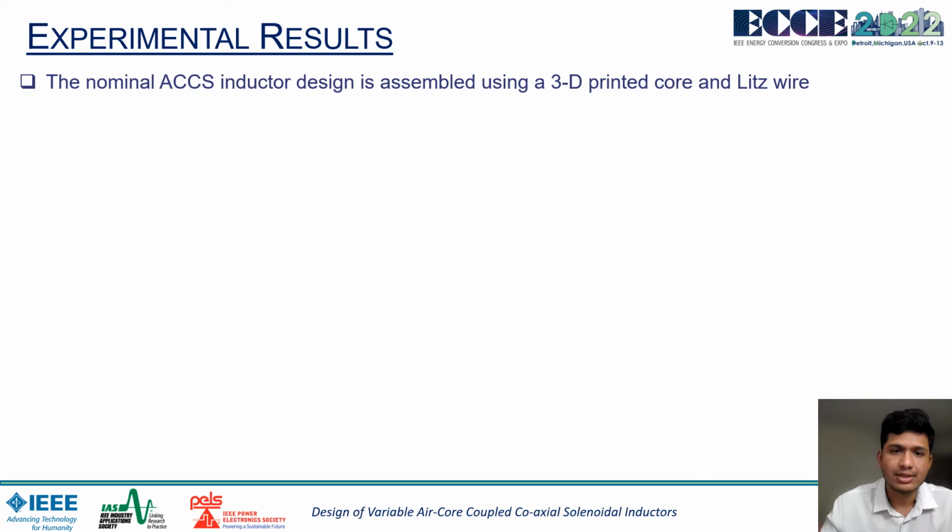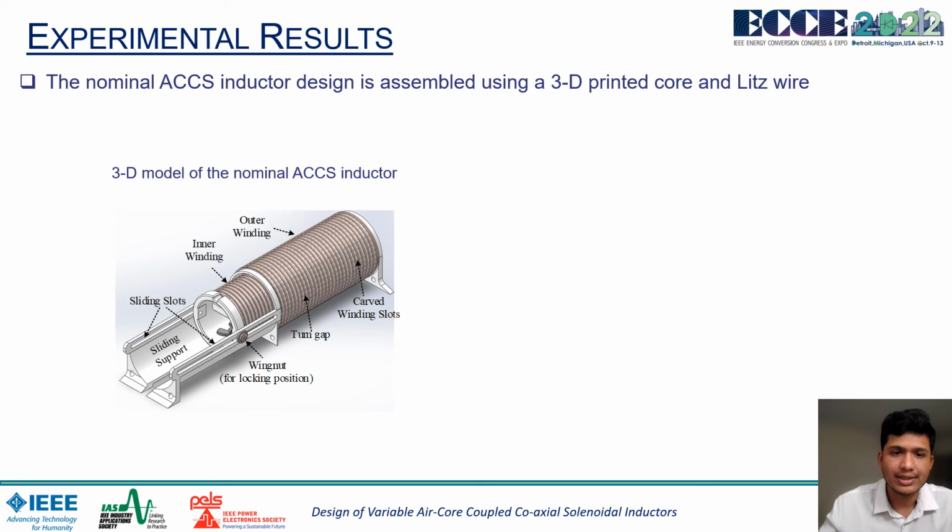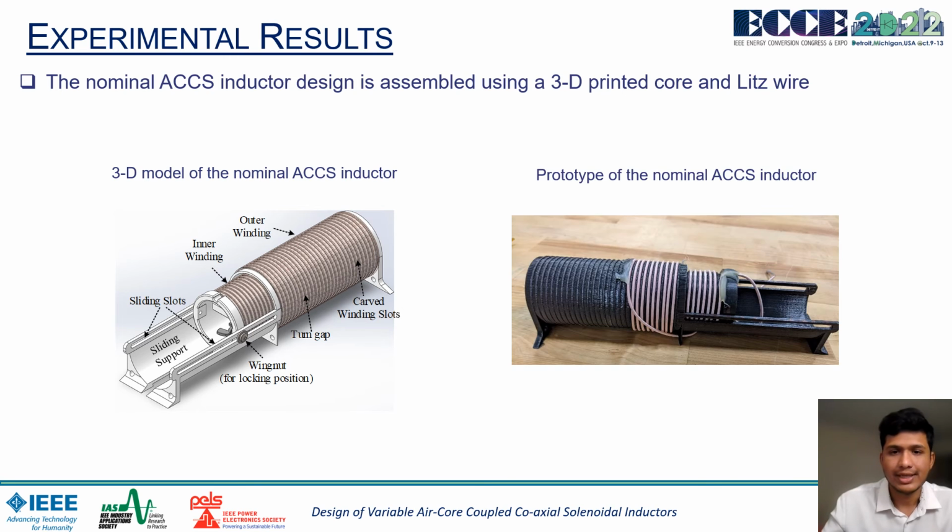For experimental results, the nominal ECCS inductor is assembled using a 3D printed core and leads wire. Here you can see the 3D model of the ECCS inductor. It has the outer winding, inner winding, a sliding support and sliding slots to change the inductance, and a wing nut for locking the positions. So these allow for a stable variation of inductance. Next, we have the prototype of the nominal ECCS inductor, which was made using 3D printing and leads wire.